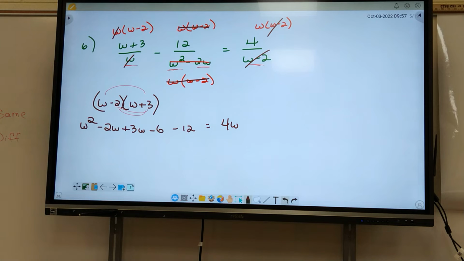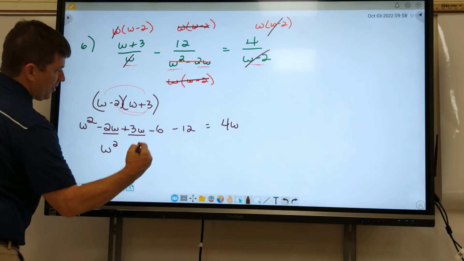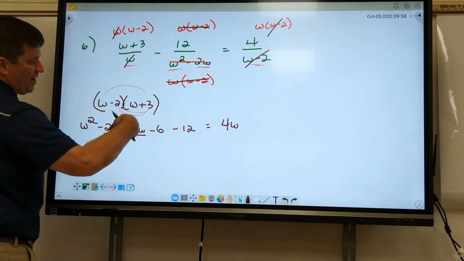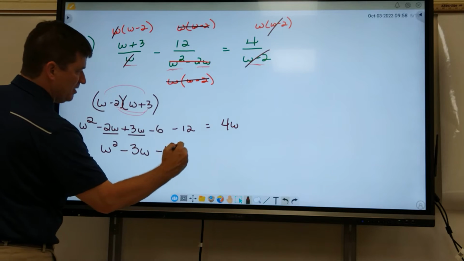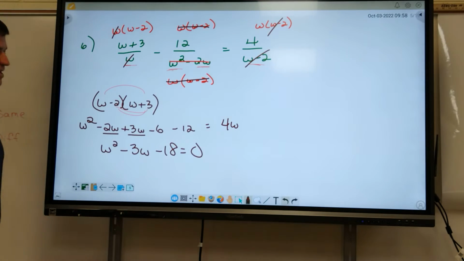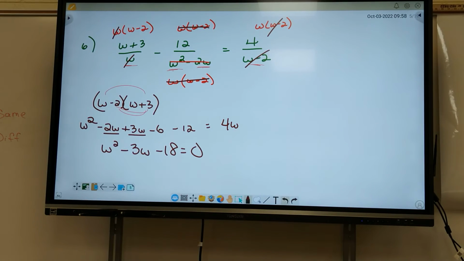All right, any question on that step? Now, let's bring everything over to the left side. So I got W squared. Add those two up, I get 1. Move that over. I got negative 3W there, minus 18. Y'all can check behind me, I think that's right. So now do quadratic formula from there and see what you get.